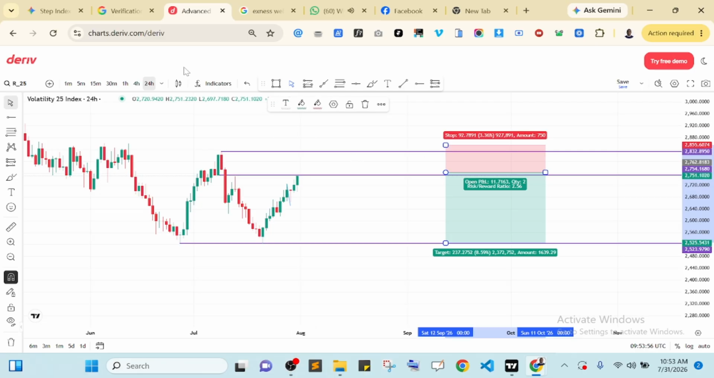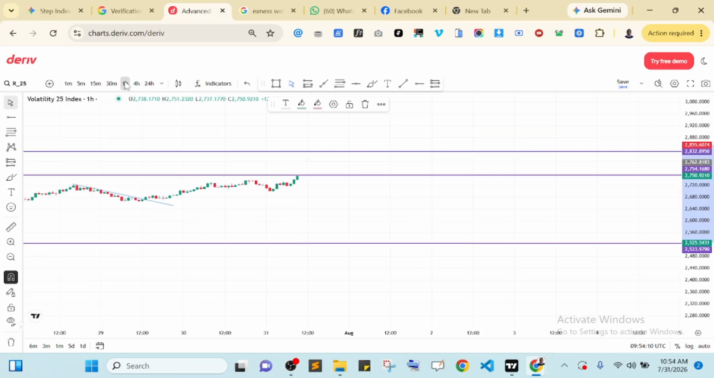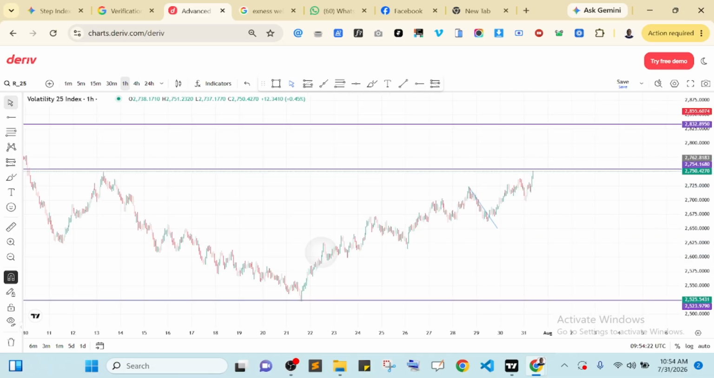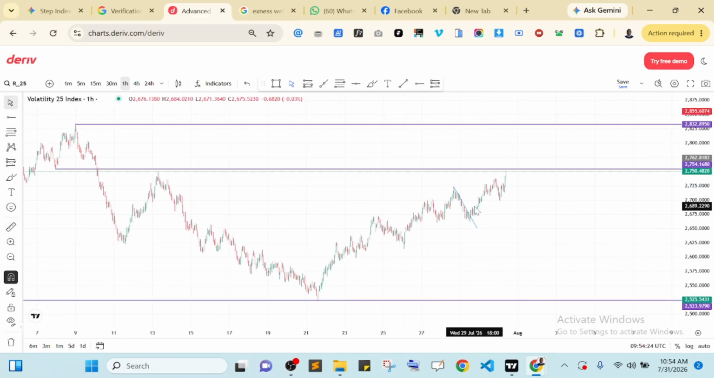But you know, this is daily time frame. Anytime you want to enter the market, you need to go to lower time frame, right, to determine your entry. So I will now move to 1 hour. So this is 1 hour. You are to redefine your zone.